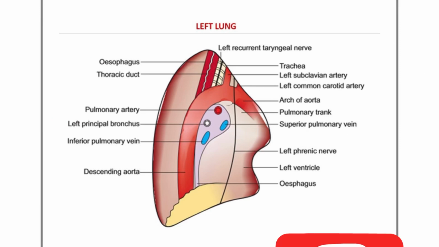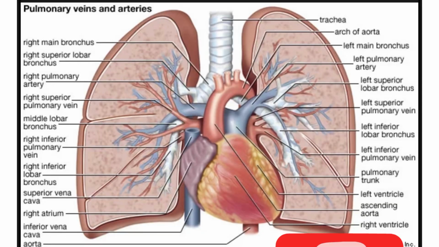So let's talk about the vasculature of the lungs. We are starting with the arterial supply. The bronchial arteries supply nutrition to the bronchial tree and to the pulmonary tissues. Now, on the right side, there is just one bronchial artery, which arises from the third right posterior intercostal artery, while on the left side, there are two bronchial arteries. Both of them arise from the descending thoracic aorta.